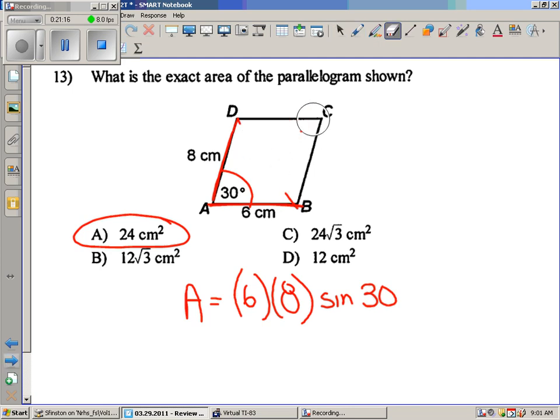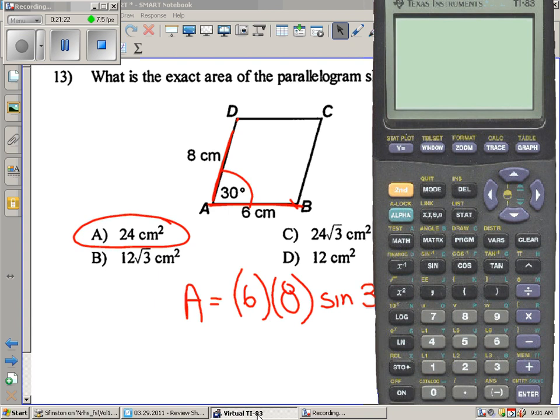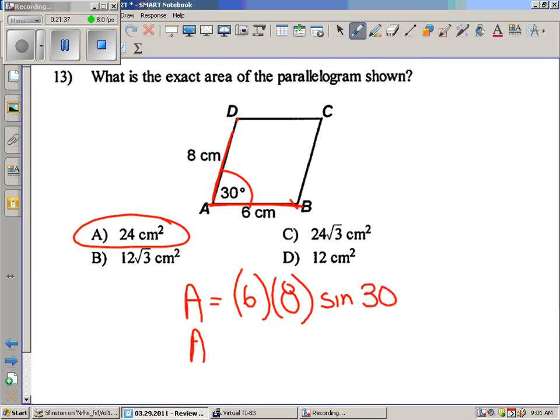Let's do this. We're going to break this out. We are going to do 6 times 8 times the sine of 30 degrees. And it's 24.